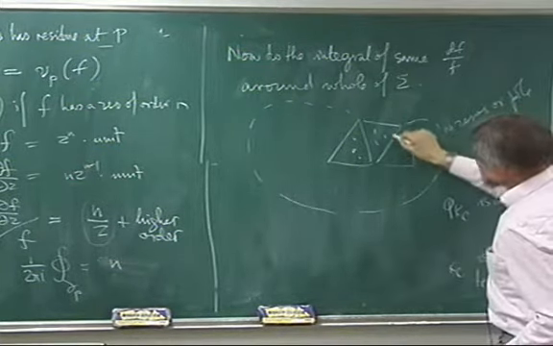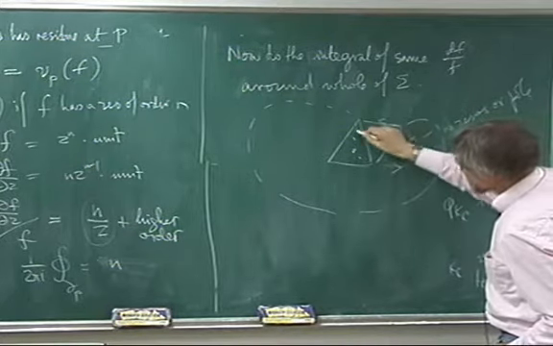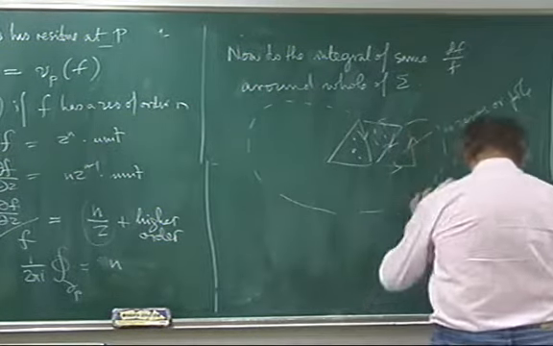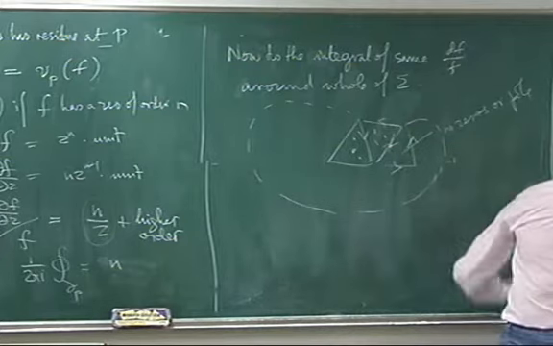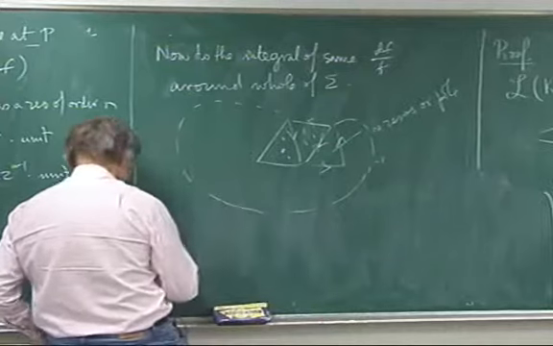Then when I do this, I get 0. Right? When I do this one, I get the sum of the zeros and poles there. So it's basically just a simple counting argument. So the contour integral is 0.